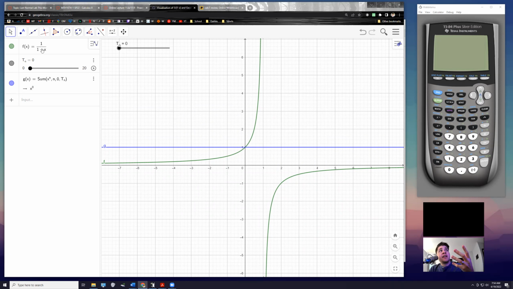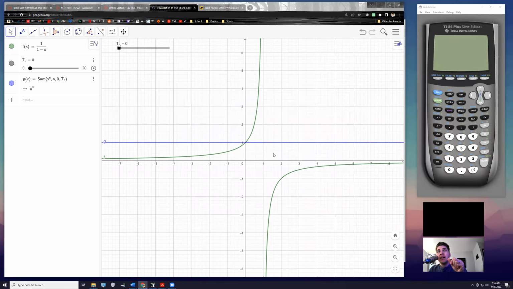So notice that in green is the function 1 over 1 minus x. It looks like a pretty typical rational function with that general shape, but it's shifted. It doesn't look exactly like a normal reciprocal function, but it has a vertical asymptote at x equal to 1 because it's undefined at 1, and it trends towards infinity as x approaches the vertical asymptote. In blue is the Maclaurin series representation.